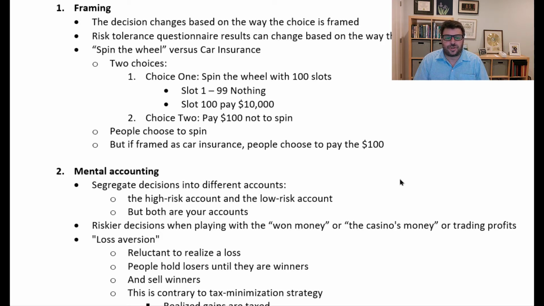If you remember this, there are two choices. Choice one, you spin a wheel with 100 slots, and if slots 1 through 99 come up, nothing happens. But if the 100th slot comes up, you have to pay 10 grand, or you can pay $100 not to spin, and people choose to spin the wheel. But if we frame this same decision as car insurance, then people choose to pay the $100. So framing makes a big difference in terms of how people make their decisions.